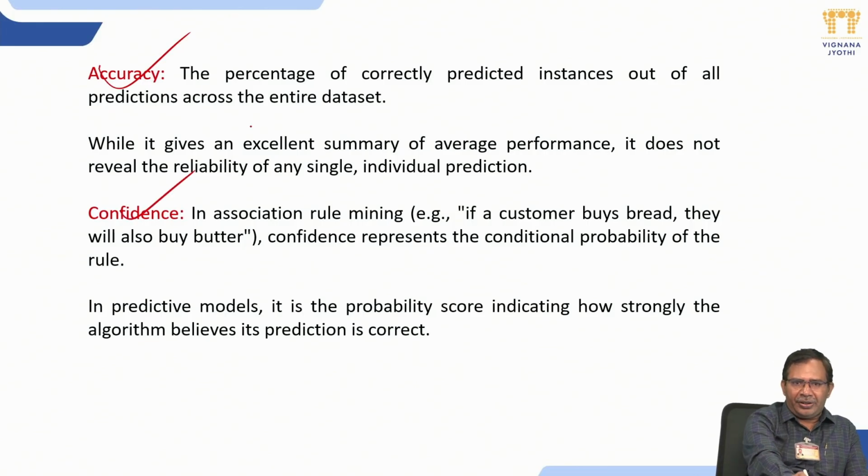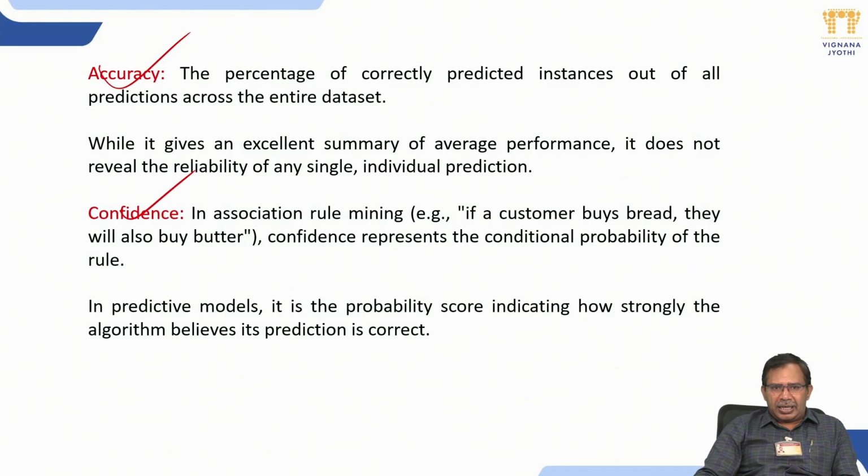Then comes confidence. In association rules, if a customer buys bread, how confident are we that they will buy butter also? The confidence represents the conditional probability of the rule. Whenever a customer buys bread, they will definitely buy butter. When a customer buys a diaper, they will definitely buy a beer for the weekend. That is the confidence. It is required when A is associated with B, that is, when A then implies B.